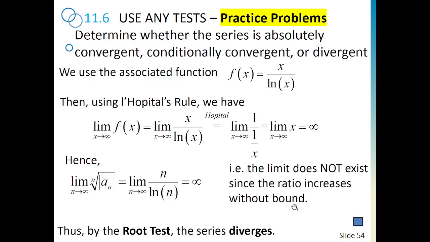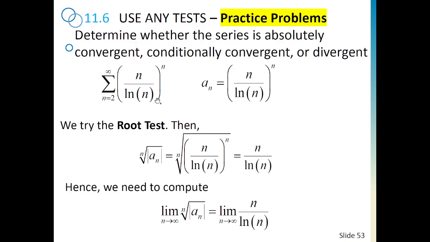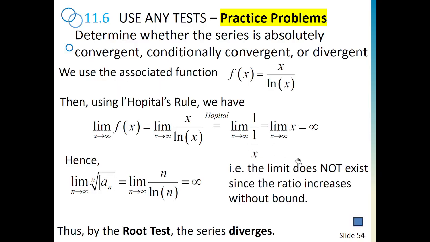In that situation, we know that the series must be divergent by the root test, because we use the root test here, right? And then we had to compute the limit for this. So in this situation, we had no choice. This was the wisest option, and we had no choice but to use an associated function and suffer a little bit. Again, the limit does not exist, therefore by the root test the series is divergent.